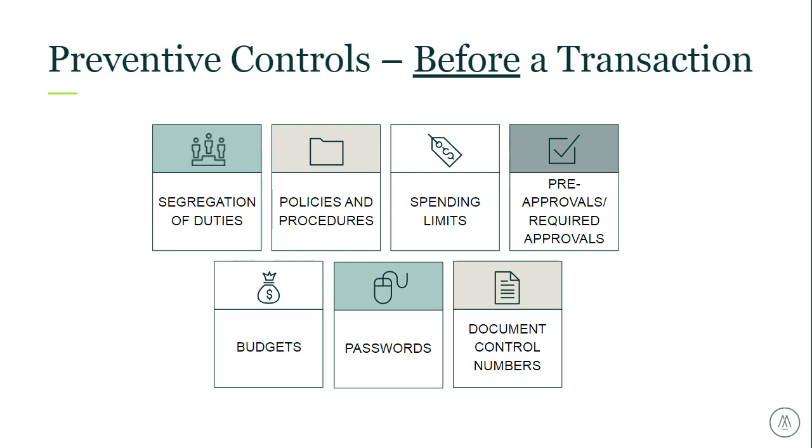So segregation of duties, policies and procedures, spending limits, really establishing those pre-approvals or those required approvals, the use of budgets and variance reporting, requiring passwords, as well as document control numbers. These controls are typically integrated into a process so that they are applied on a continual basis, and they're especially common when the risk of loss is considered to be pretty high. So putting these items in place will lower the chances of that loss ever occurring.